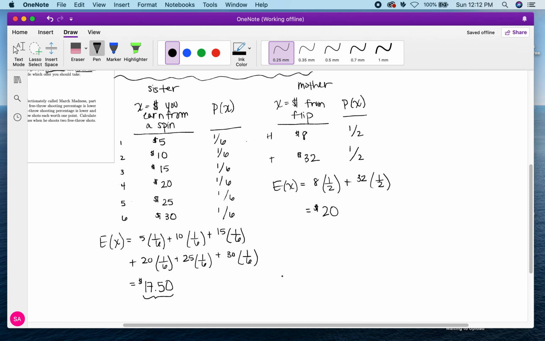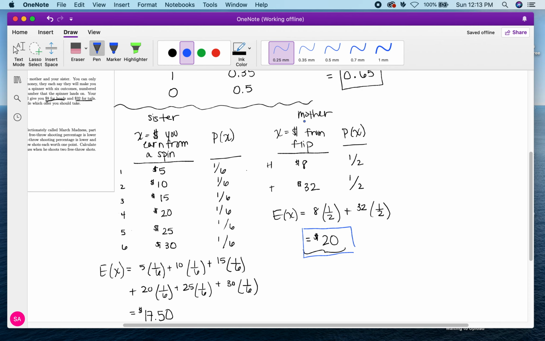So again, expected value basically can just be helpful in letting you know which game you might be more profitable in the end. And comparing these values, we have 17.5 and then we have $20 here. Which one's bigger? Definitely the 20. So you would want to play the game with your mother because you're probably more likely to win more money that way.